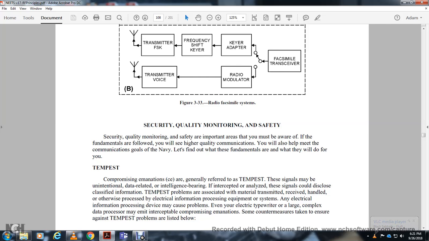Security, quality, monitoring, and safety are important areas that you must be aware of. The fundamentals will help you achieve higher quality communications and help meet the communication goals of the Navy. Let's find out what the fundamentals are and what they will do for you.